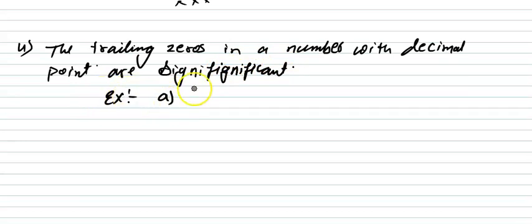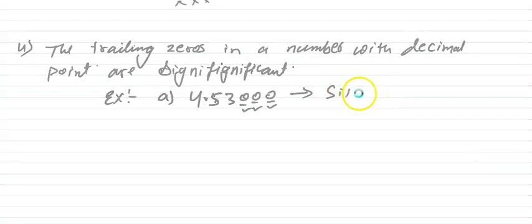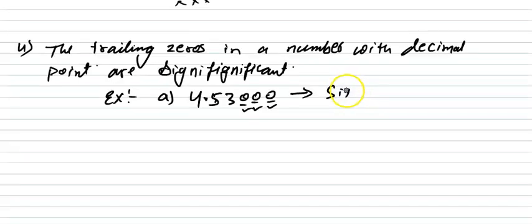Let us take example number 1. We are talking about 4.53000. How many significant digits do we have? After the point, all the zeros are significant. All these zeros are significant. So 1, 2, 3, 4, 5, 6. There are 6 significant digits. Significant figure or digit, right?